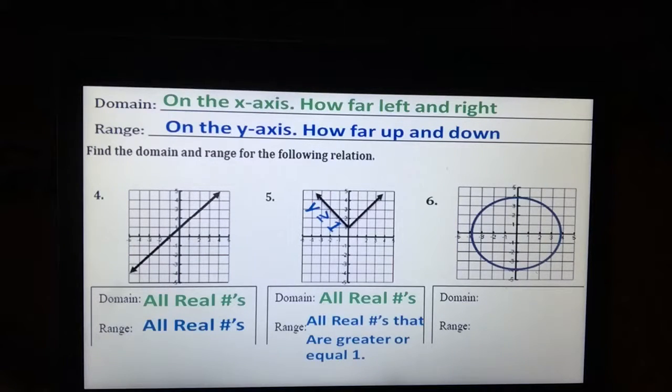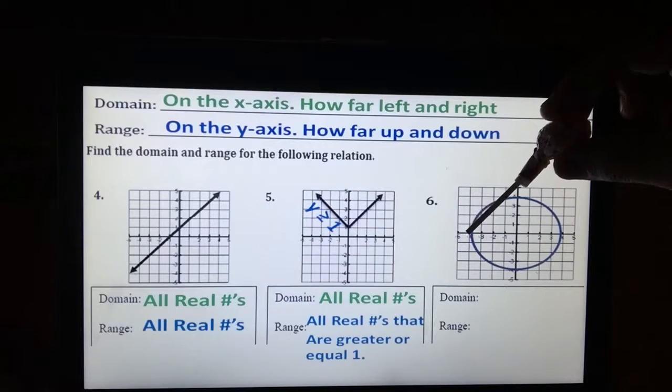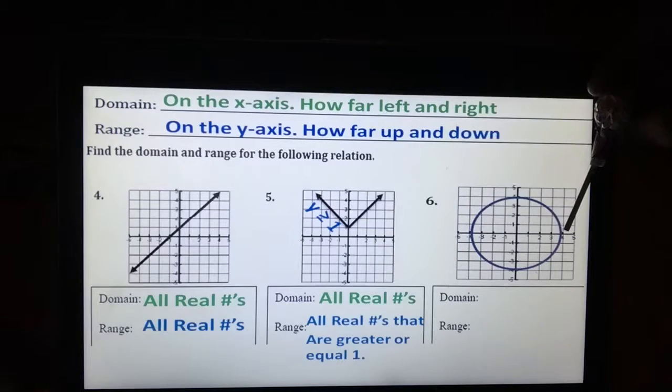There's no arrows, so we know that it's not going to go forever in any direction. All right. Now, what you need to do in this case is see how far to the left and right the graph goes. The graph is going to go up to -4. It is not going to go past that. Then we're going to see that it also goes up to +4 and it won't go past that.